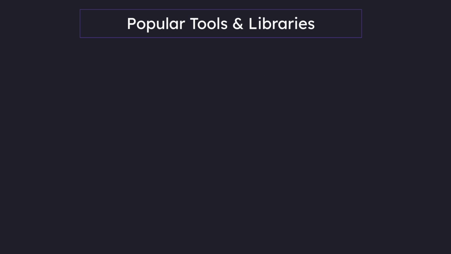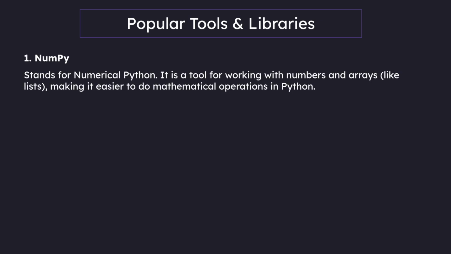In this section, let us look at the popular machine learning libraries and tools that we use in machine learning projects. So the first tool that is very popular in machine learning is called NumPy. It stands for Numerical Python. It is a tool for working with numbers and arrays, making it easier to do mathematical operations in Python.